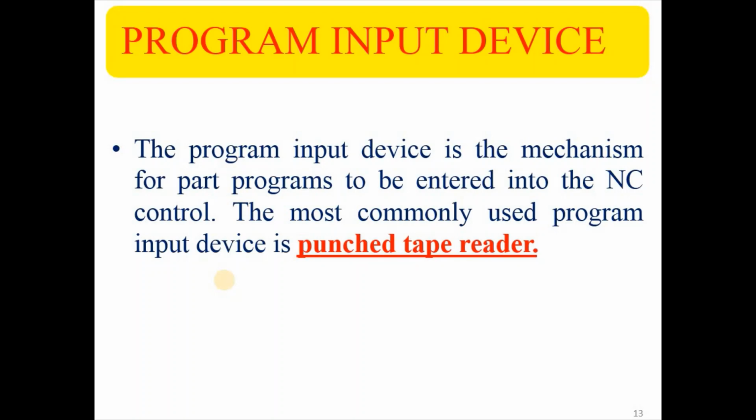The punch tape reader is one of the most commonly used input devices for converting this part program into signals for the NC machine. There are more input devices used with NC machines, but in NC part programming, the punch tape reader is the most common input device for converting the part program to signals for the NC machine.